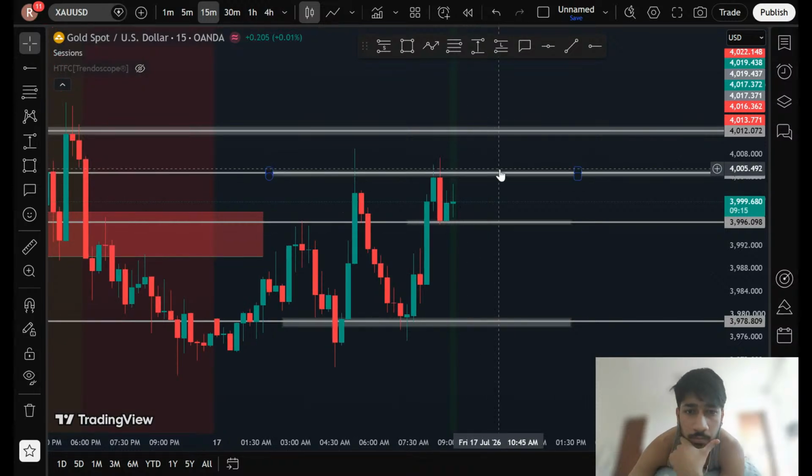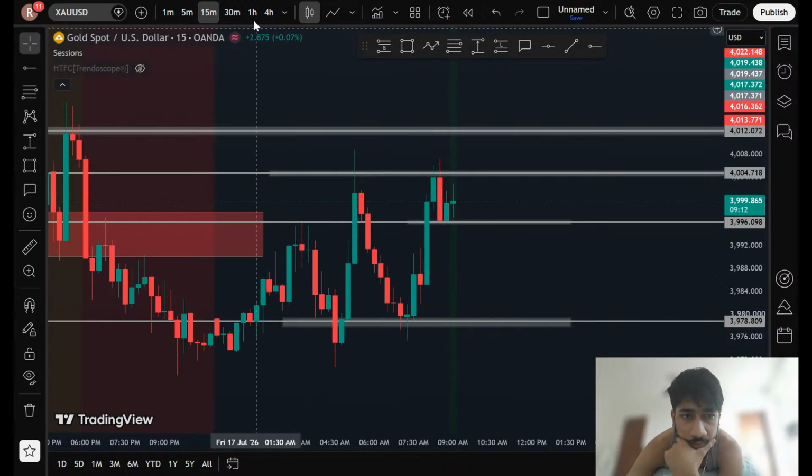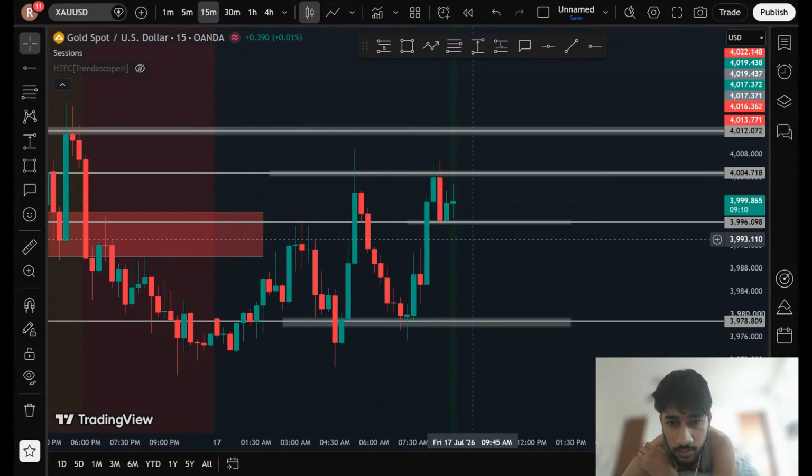We can buy above the close. This wick becomes a wick fill, and we can sell below the closing.